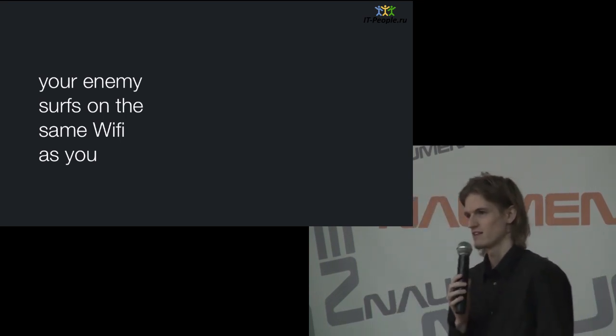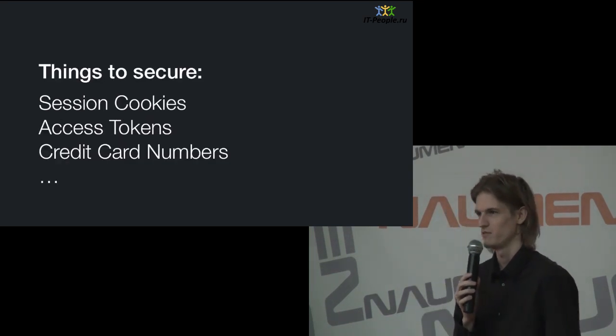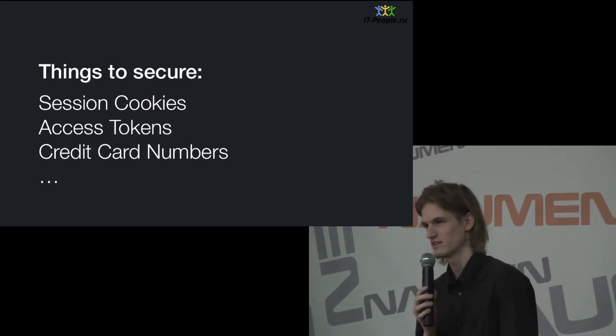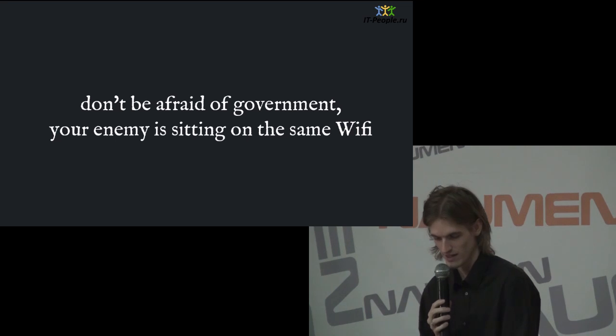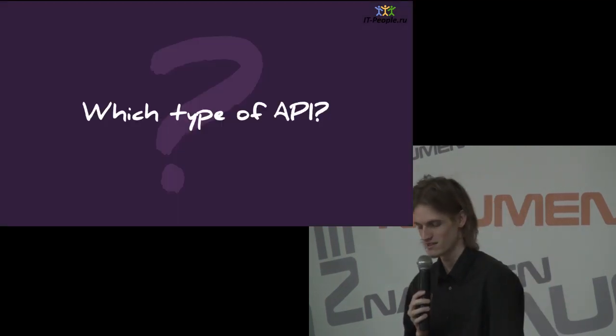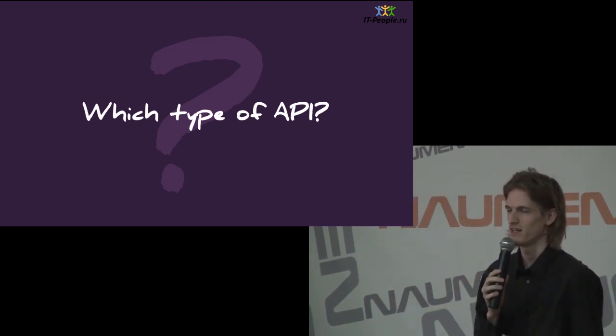The most important things are pieces of information that allow an attacker to become you. That's usually session cookies, access tokens, and then things like credit card numbers, because really you don't want to share them. So don't be afraid of the government for this talk, be afraid of the person sitting on the same Wi-Fi.